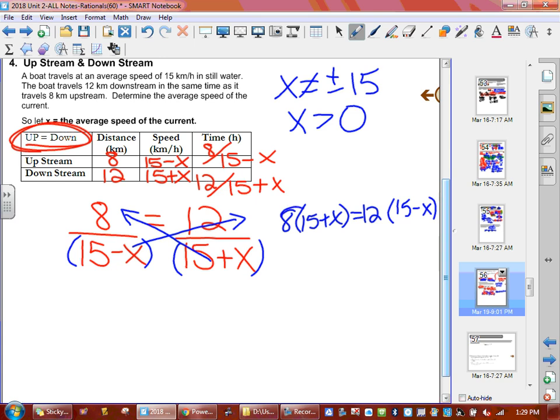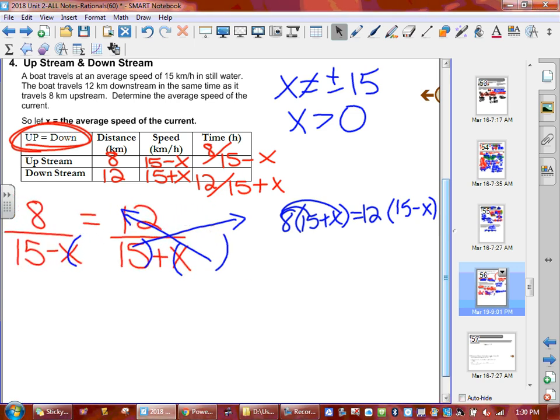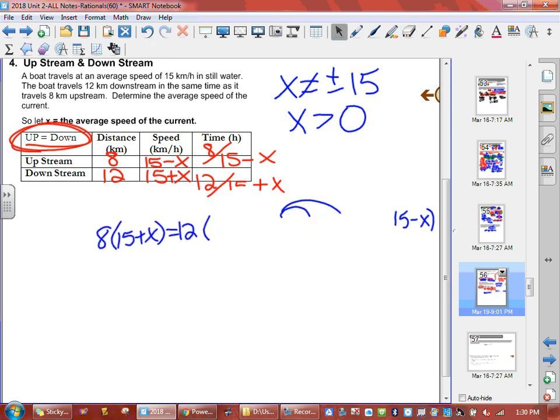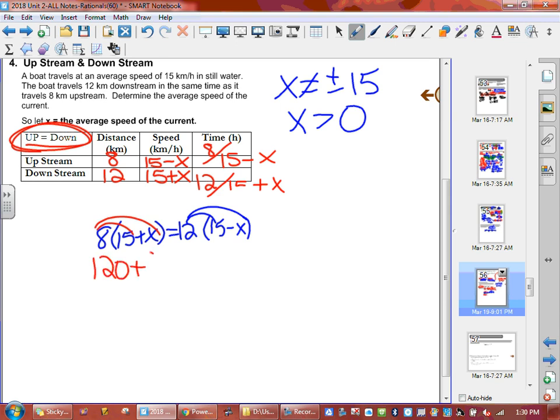So now when we multiply it into the brackets, we have to multiply in to get rid of everything. Let's move those guys over. Let's just erase it all. Just need more room. Let's move this guy over so I can deal with it. Okay. So we're multiplying into the bracket. So 8 times 15 gives us 120 plus 8x. 12 times 15 is going to give us 180 minus 12x.